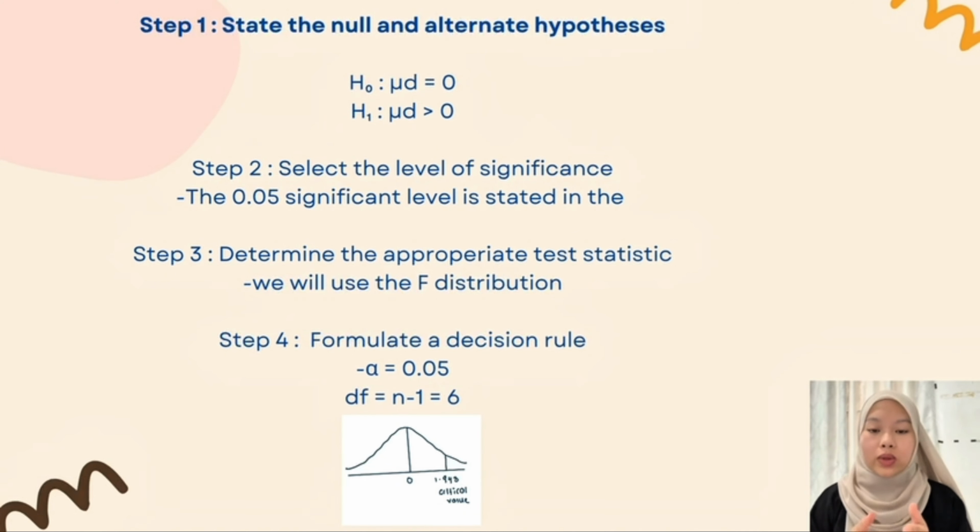H0 is mu d equal to 0. H1 is mu d greater than 0. Step 2. Select the level of significance. The 0.05 significance level is stated in the problem. Step 3. Determine the appropriate test statistic. We will use the t distribution. Step 4. Formulate the decision rule. The significance level is 0.05, and the degrees of freedom is 6, so we get the critical value of 1.943.